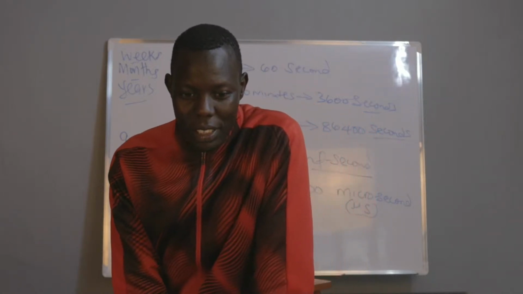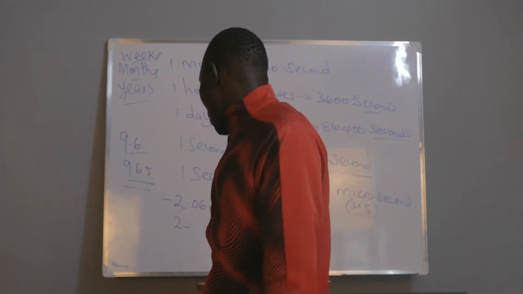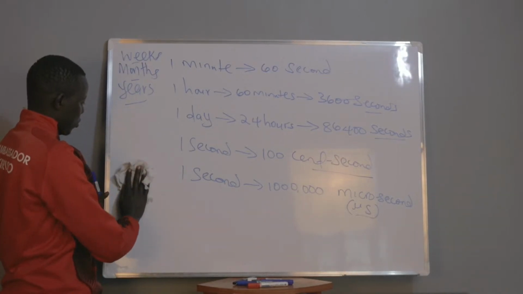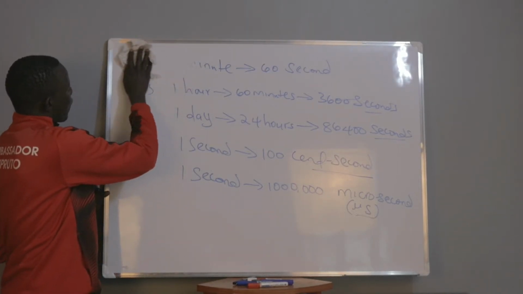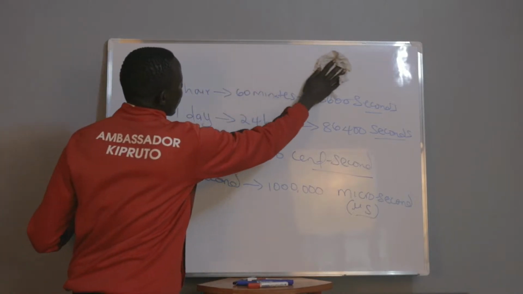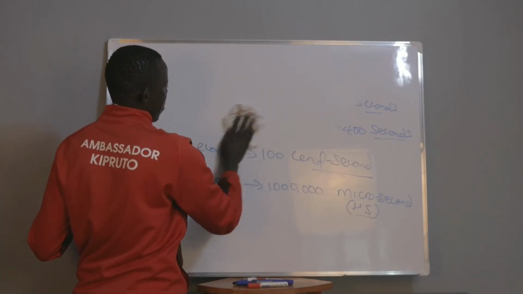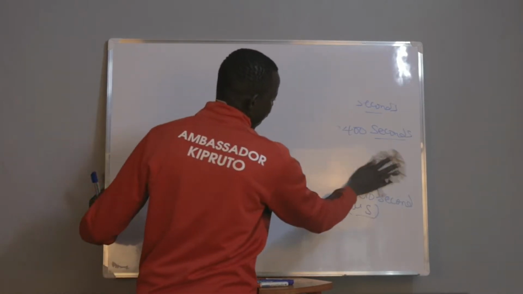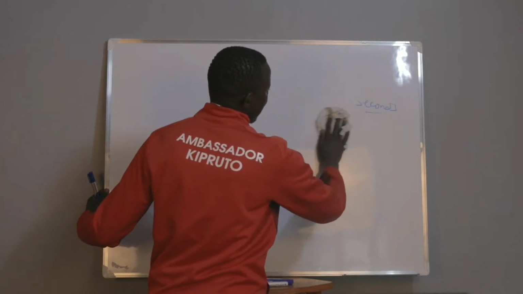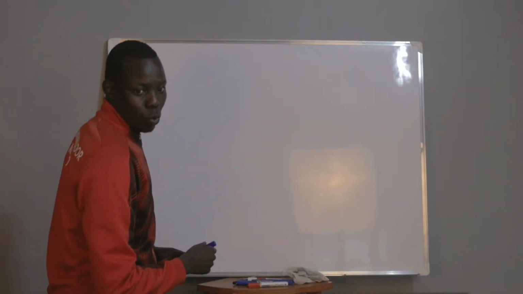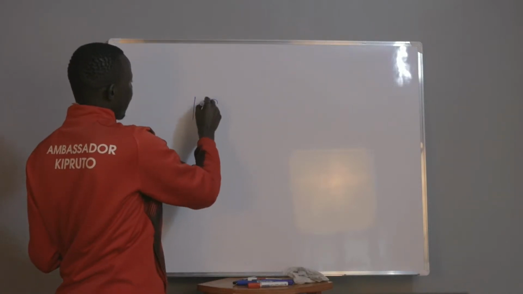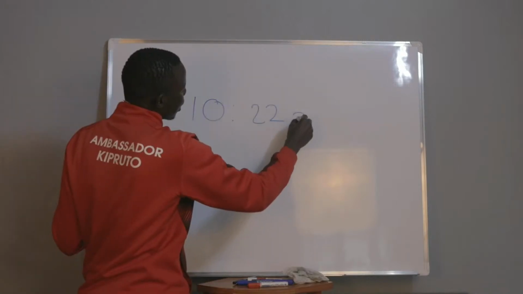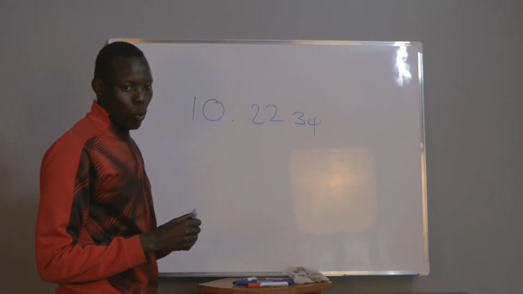What is the reading on the time shown on the stop clock? Let me know the book. It has written 10:22:4. 10:34. Yaani umepimia watu wakimbie.